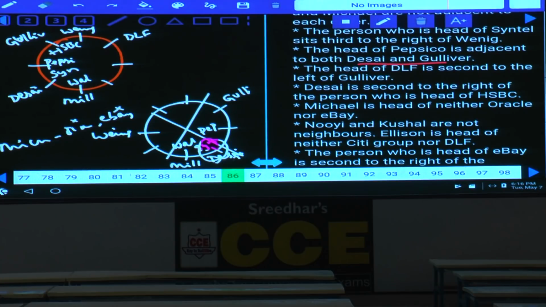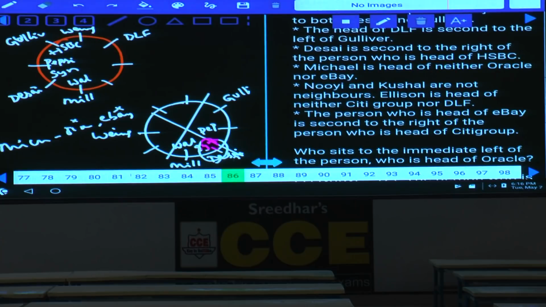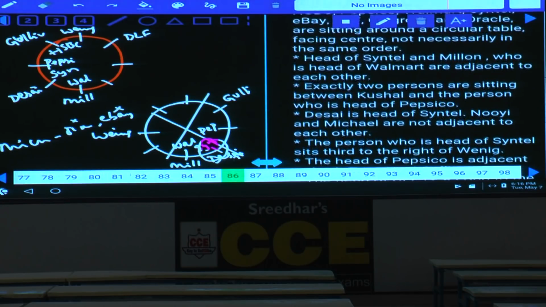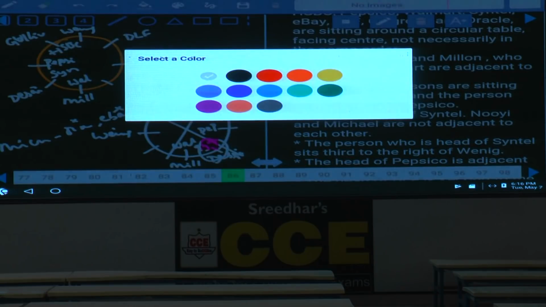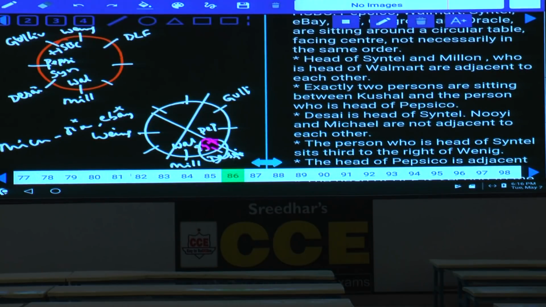Ellison is head of neither Citigroup nor DLF. And the person who is the head of eBay is seated second to the right of Citigroup. And eBay is seated second to the right of Citigroup. Now tell me, what is the possibility we have? Now eBay is seated second to the right of Citigroup. Hence this is the only possibility. What is that one? Now this is eBay, Wing is eBay, and this person must be Citigroup. Are you following this one or not? That is the only possibility.